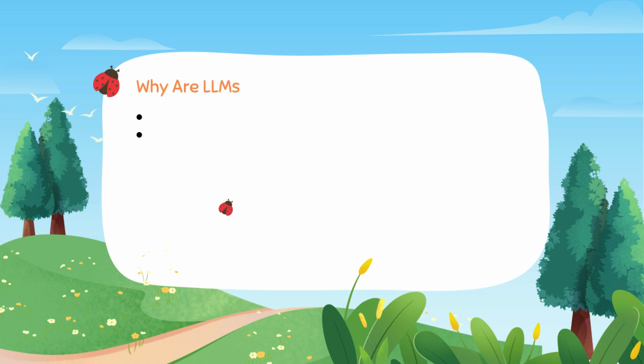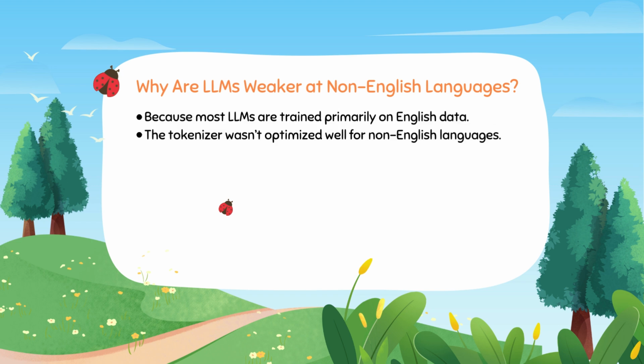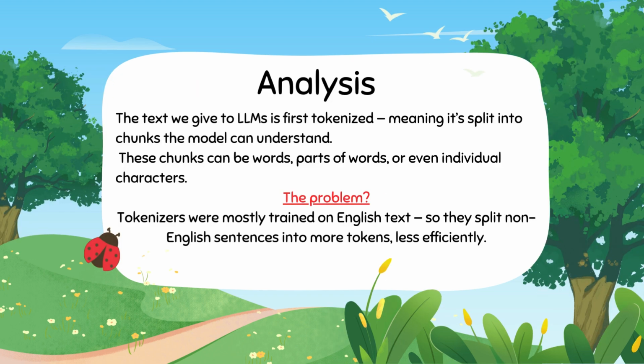Let's move on to the second question. Why are LLMs weaker at non-English languages? Well, the short answer? 1. Because most LLMs are trained primarily on English data. 2. The tokenizer wasn't optimized well for non-English languages. 3. The quality and quantity of training data in other languages is often much lower. Let's explain that more clearly. The text we give to LLMs is first tokenized, meaning it's split into chunks the model can understand. These chunks can be words, parts of words, or even individual characters.